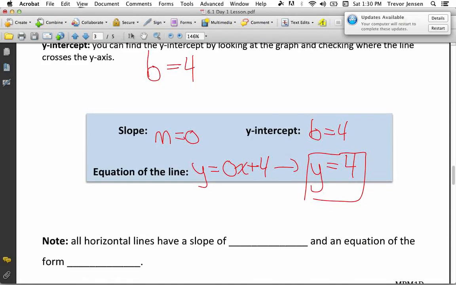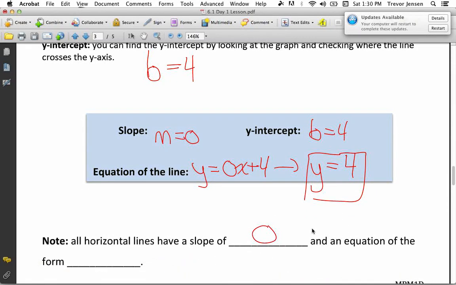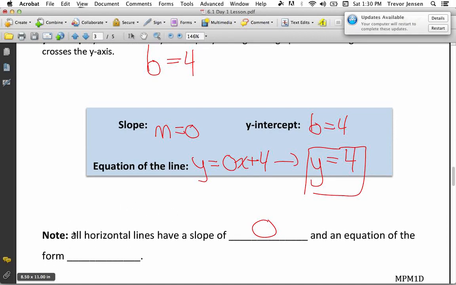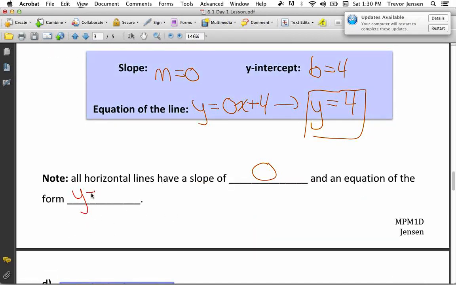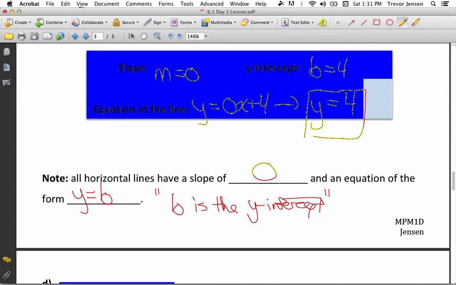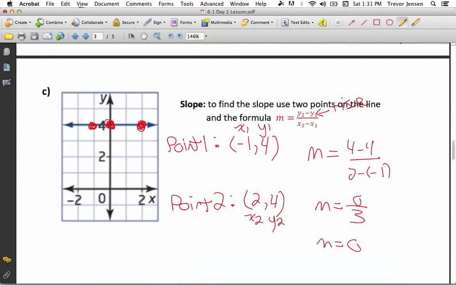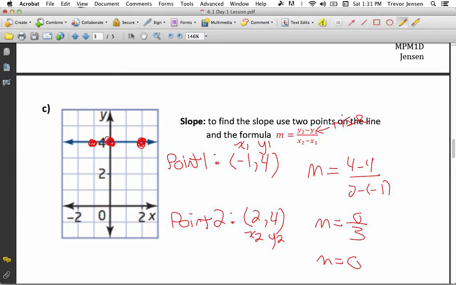So in general, all horizontal lines have a slope of 0, all of them, because the rise of a horizontal line is always 0. And the equation of the line is in the form y equals b, where b is the y-intercept. Okay? So the equation of all horizontal lines is in the form y equals b, where b is the y-intercept. So to write the equation of any horizontal line, you know it's going to be y equals whatever the y-intercept is. And the y-intercept of this line is at 4.